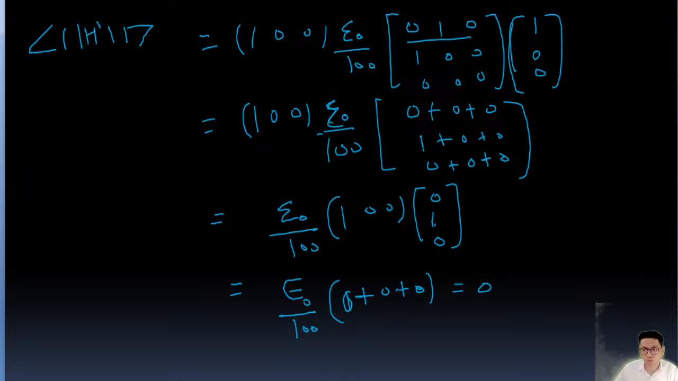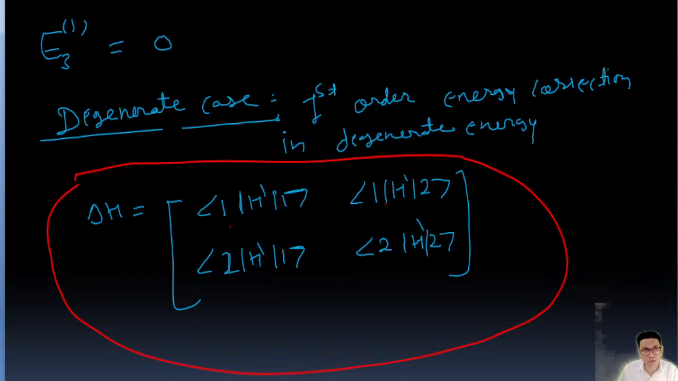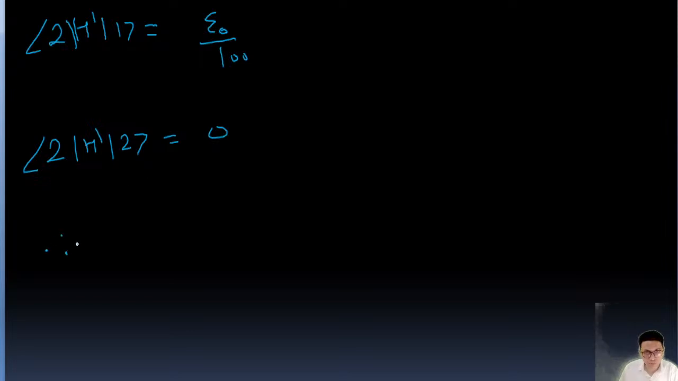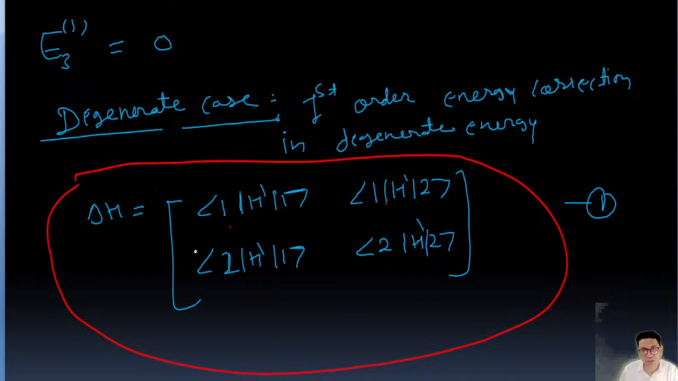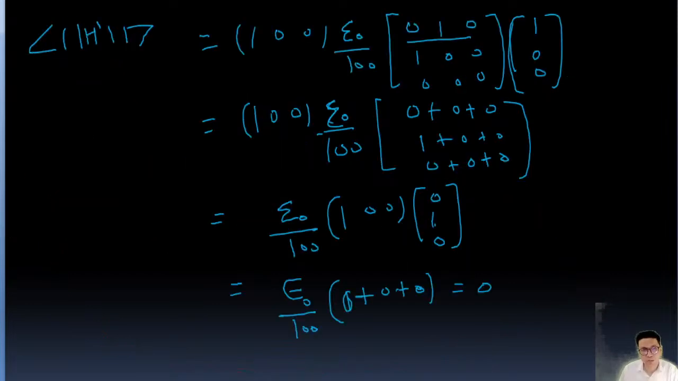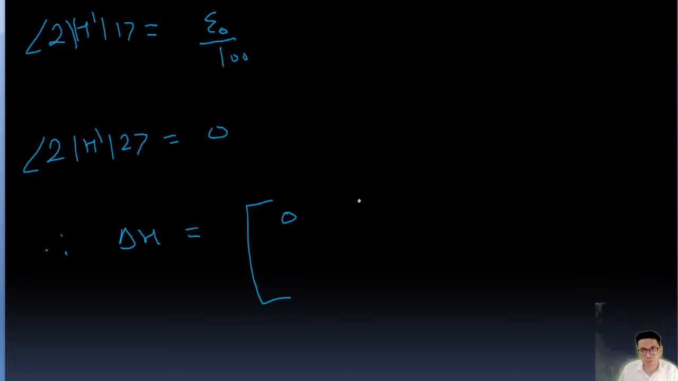Now we'll put these values in equation 1. Therefore delta H value is 0, 1h1, 1h1 is 0, we have found it. And 1h2 we have found, that is epsilon upon 100. And 2h1 is also the same, by symmetry. This is the delta H. Now what we are going to find is the eigenvalues of this, right? This is the Hamiltonian, the energy in matrix form.